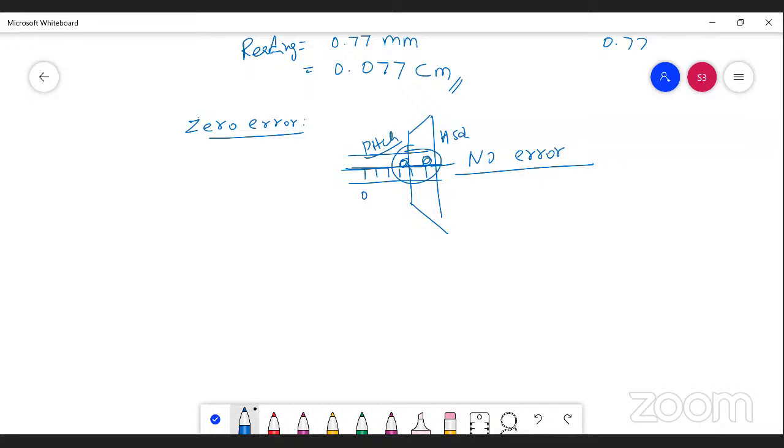Zero error is divided into two kinds. One is a positive error, another one is a negative error. What is a positive error? This is the pitch scale value. This is the circular scale.